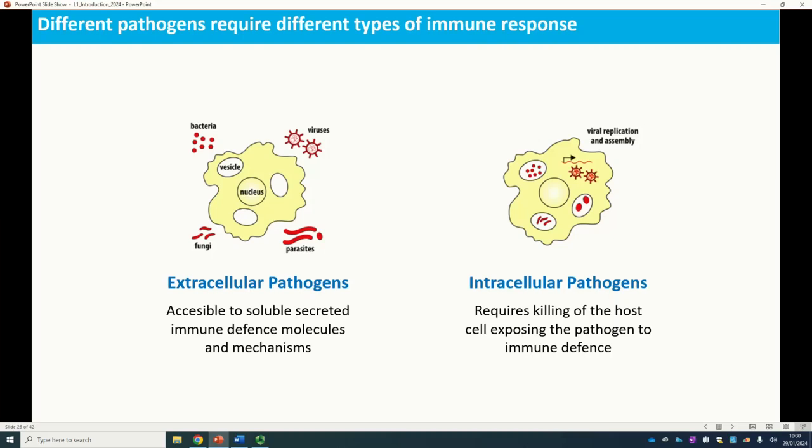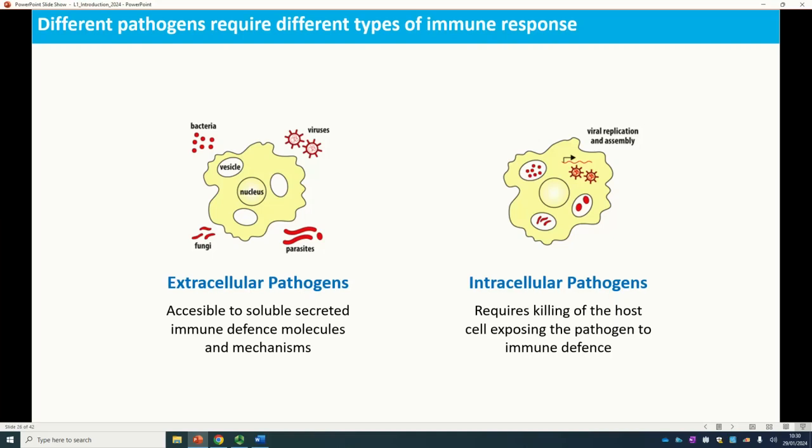Now, when it comes to pathogens, different pathogens really require a different type of immune response. So it's important to think about the immune response not just from the body's side or the immune system side, but also from the pathogen's perspective. Because some pathogens are extracellular and some are intracellular, and they require a different type of immune response. If we have an extracellular pathogen, this can be easily accessible to the soluble parts of the immune system and the soluble molecules, so it can be targeted quite easily.